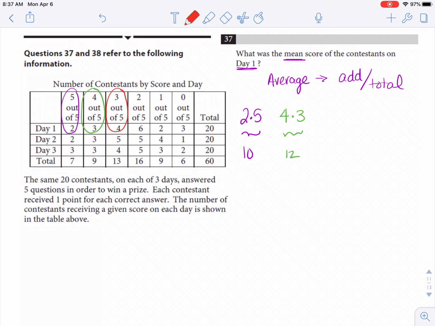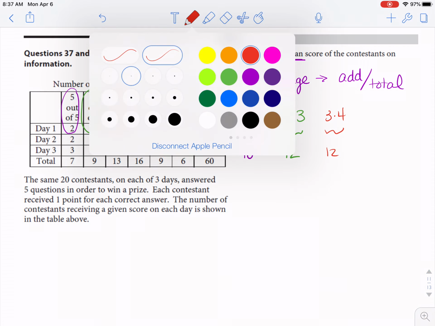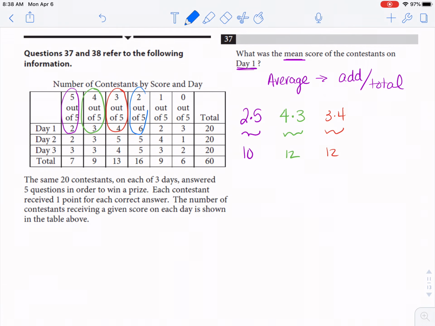3 scored a 4. Again, total of 12 points. 2 scored a 6. Actually, 6 scored a 2. Let's write the same way. 6 scored a 2. Again, total of 12 points. And then last but not least, 2 scored a 1. So that's another 2. So 12, 12, 12, 12, 12, and then 12 is 48.